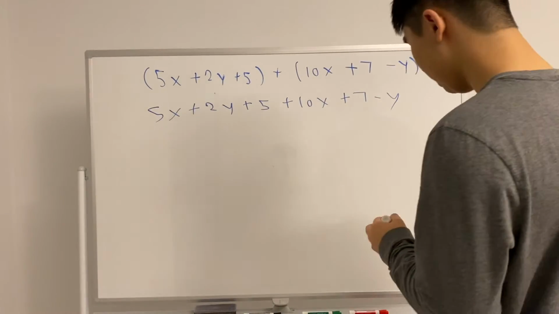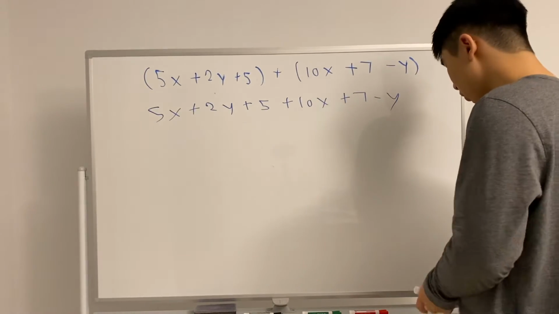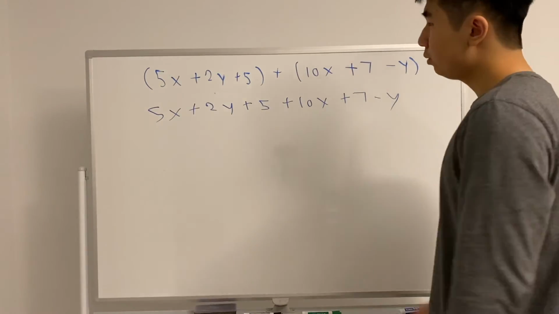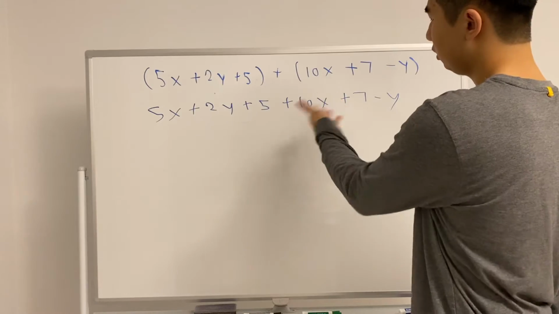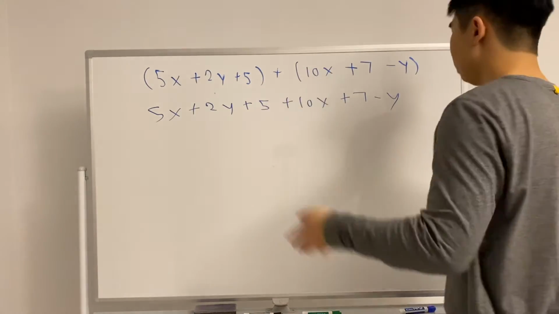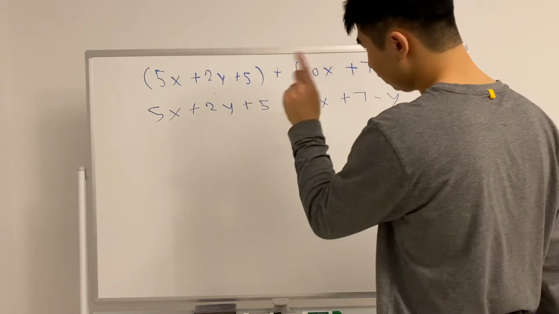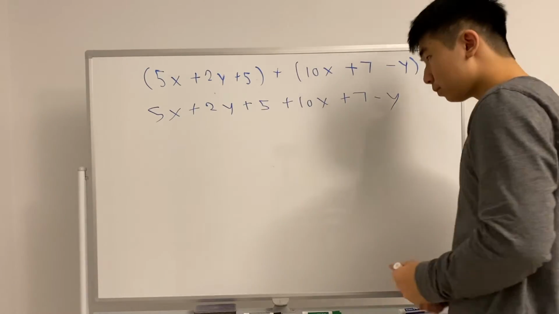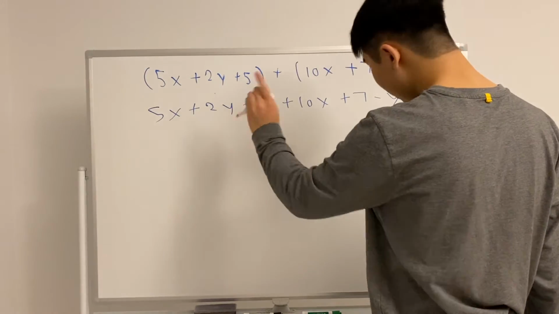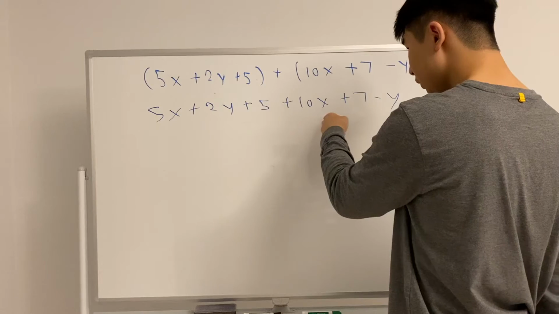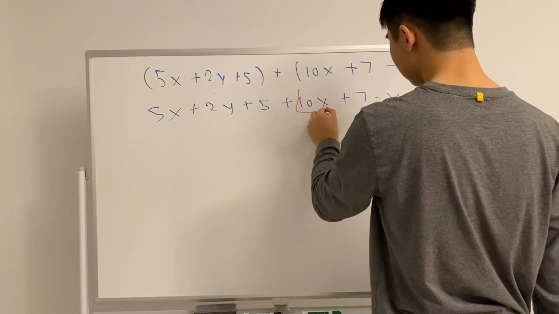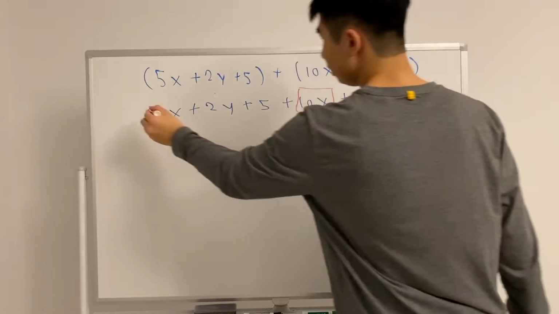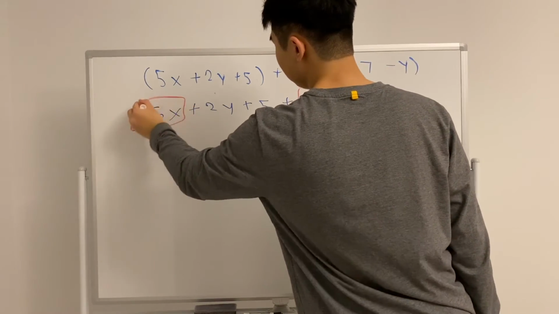So let's identify the like terms here. Well, let's start with 5x. What other term has x to the power of 1? To the power of y? Nope. 5? Nope. 10x? x and x, to the power of 1, to the power of 1? Yes. So these are like terms.